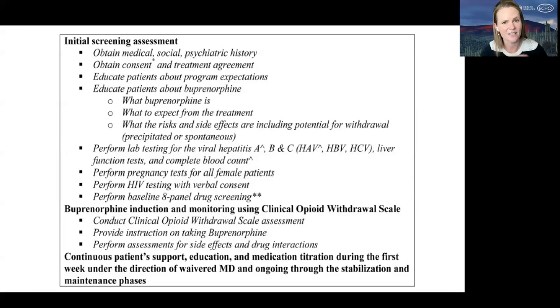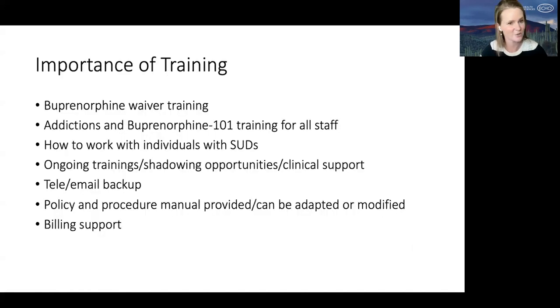This is a slide for your reference that can show you the particulars of the screening assessment. And then as we move towards wrapping up, I want to make a point about the importance of training.